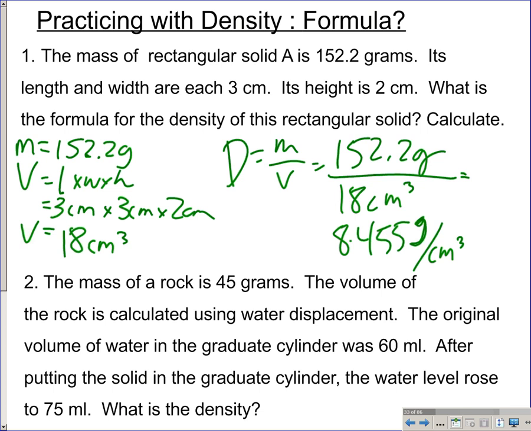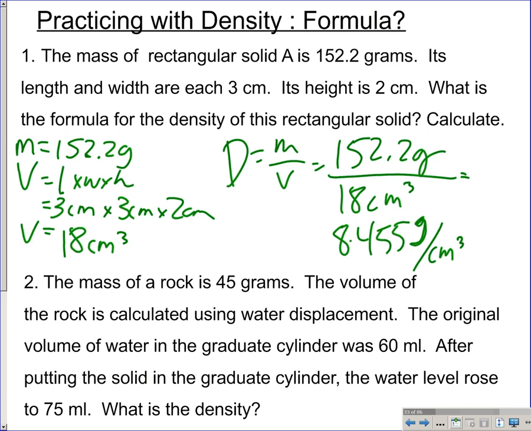Okay, did I record 18 okay? Double check my math. So I know this is fine. This is just simply a measurement. There's 4 significant figures in it. How many sig figs should have been in the volume? One, because it says 3. That's 1 sig fig, right?